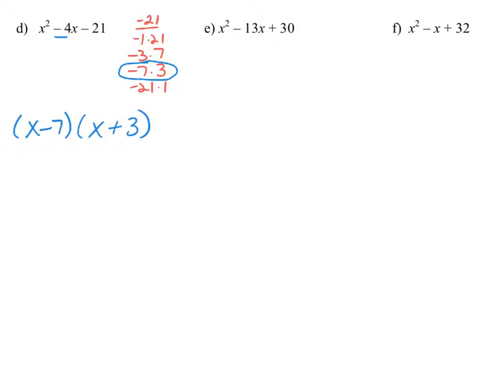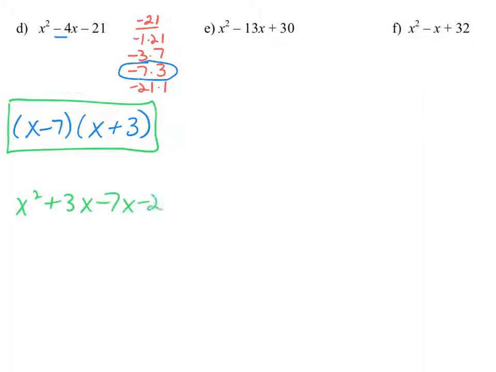We can check our answer by using the FOIL process. When we multiply the first, x times x is x squared, the outer is plus 3x, the inner is minus 7x, and the last is minus 21. By combining the middle terms, we see that x squared minus 4x minus 21 is what we started off with.